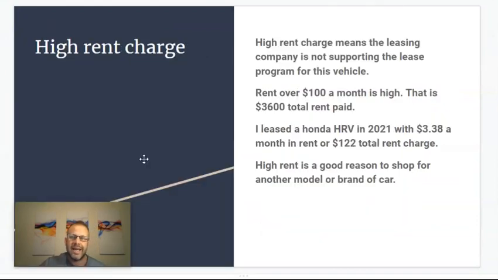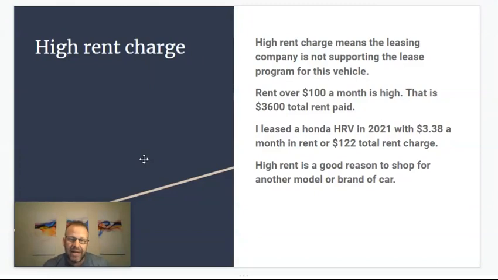Like I said, a high rent charge means the leasing company is not supporting the lease program for this vehicle, and you may want to look for a different model or a different vehicle. Any rent over $100 a month is high. $100 times 36 months is $3,600 that you're paying to the leasing company or the bank to get approved for the car. Once you're over that, it's hard to call it a good lease deal, because so much of the payment each month is going to the finance company.